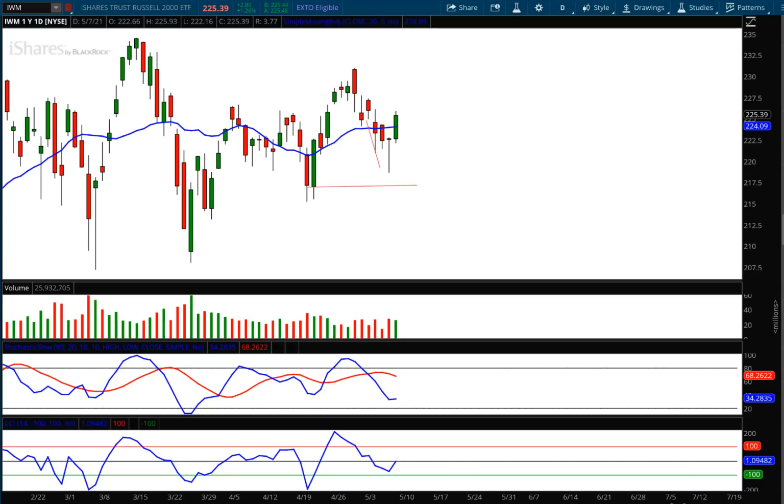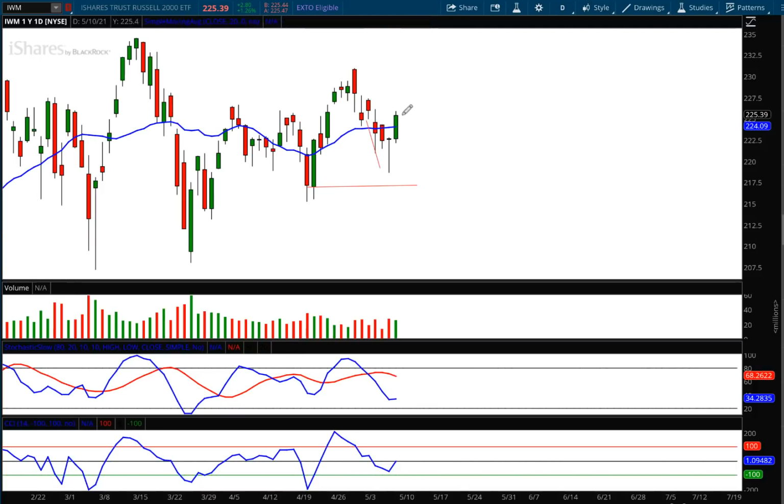Number two, we are very close on the CCI right there as I magnify that, very close to crossing over this zero line, which is the momentum line. Now, usually we get 2 to 4 days of follow through in the direction of that cross. So if that crosses on Monday, and I think it will, then most likely we will see higher prices on IWM.